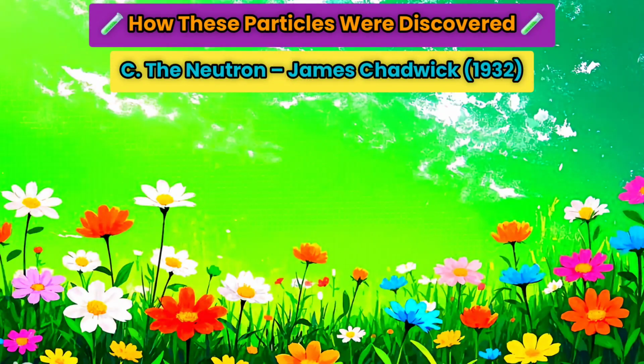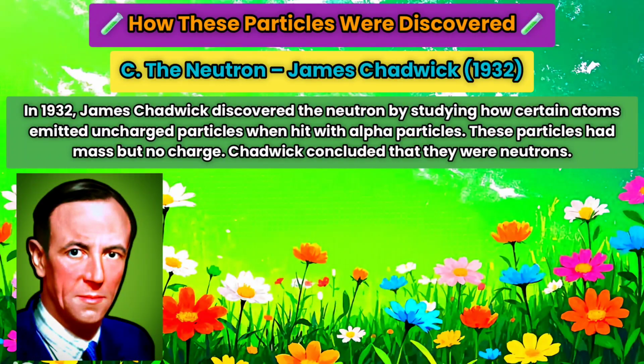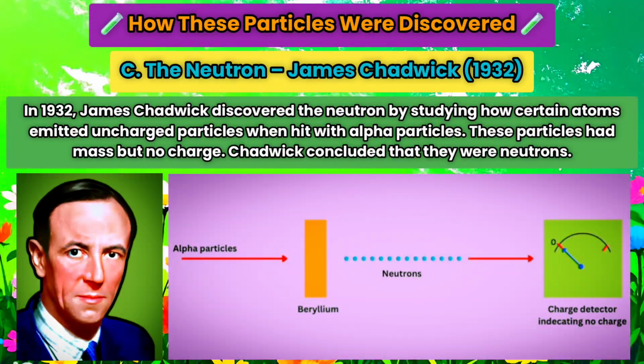The Neutron by James Chadwick, 1932. In 1932, James Chadwick discovered the neutron by studying how certain atoms emitted uncharged particles when hit with alpha particles. These particles had mass but no charge. Chadwick concluded that they were neutrons.